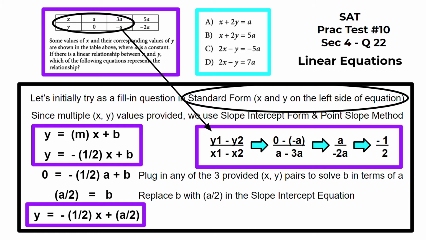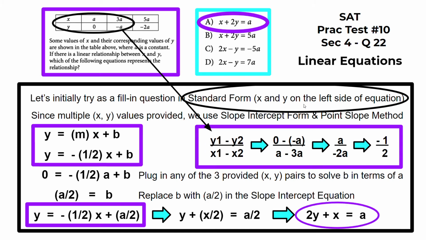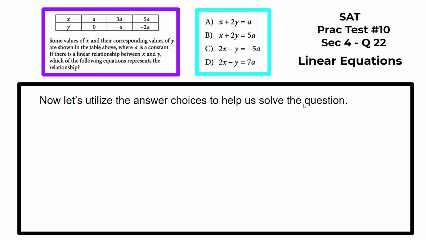And now manipulate the equation into standard form. Let's add x divided by 2 to both sides of the equation. We get y plus x divided by 2 equals a divided by 2. Now all we have to do is multiply both sides of the equation by 2 to isolate a, and we get 2y plus x equals a. Does that look familiar? Yes, it's answer choice A. And that's our answer. Now let's utilize the answer choices to help us solve the question.